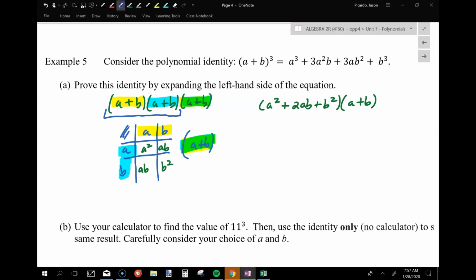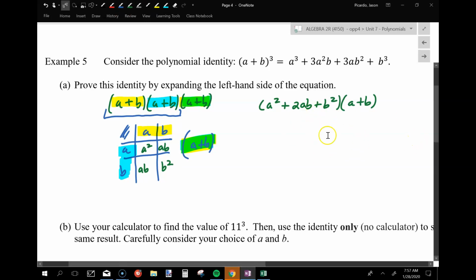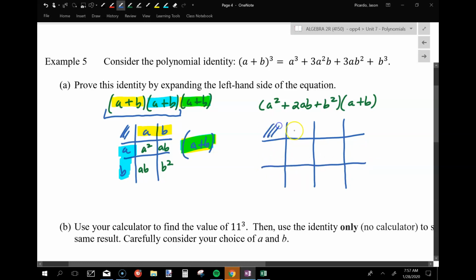Okay. So now what do I have to do over here? Play tic-tac-toe, except the, I don't know, cheater's edition or something. Or genius edition. So what do I get here? Well, I get a squared times a, which is a cubed. A times 2ab is 2a squared b.